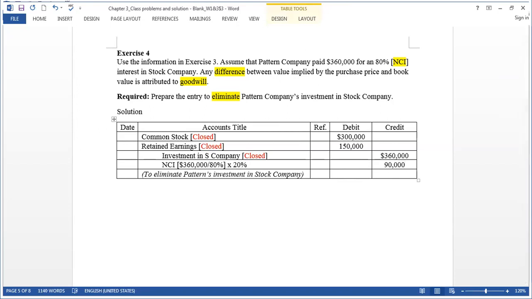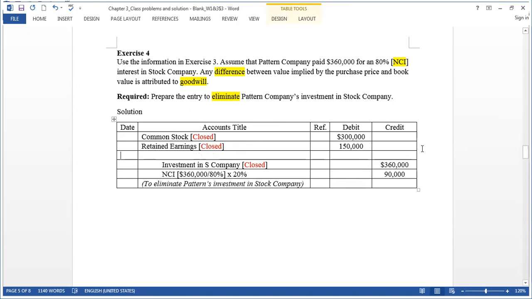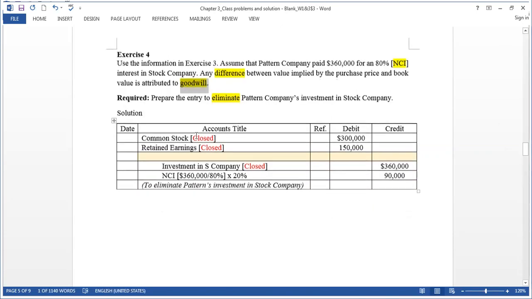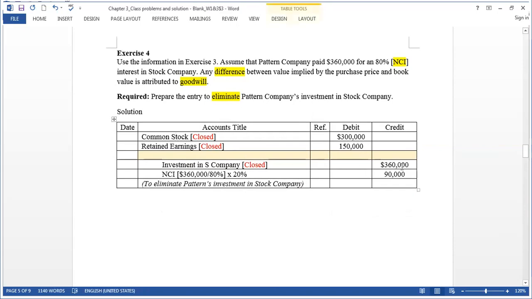Now tell me, do we have any difference or not? If we have any difference, we have to write it here. This is the column for difference. The question said that if you have any difference, allocate this difference to the goodwill. Now, this is the journal we made. We close our investment account, we close the subsidiary company's equity, and we established NCI.